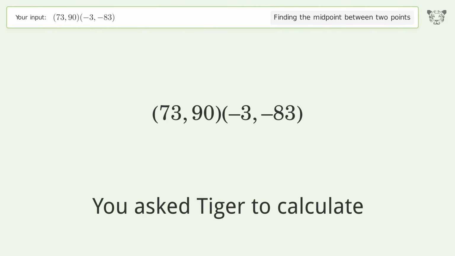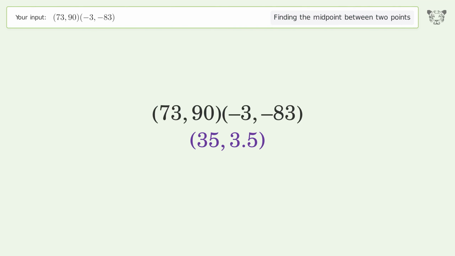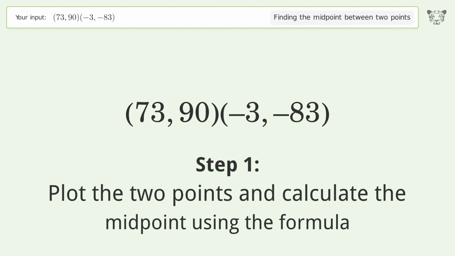You ask Tiger to calculate. This deals with finding the midpoint between 2 points. The midpoint between the 2 points is 35, 3.5. Let's solve it step by step. Plot the 2 points and calculate the midpoint using the formula.